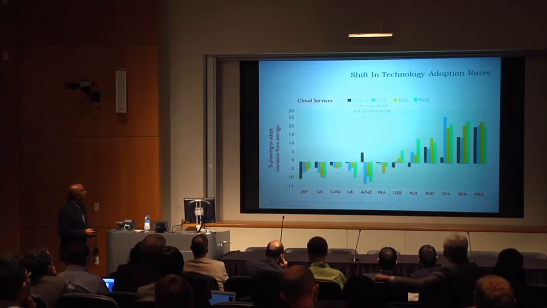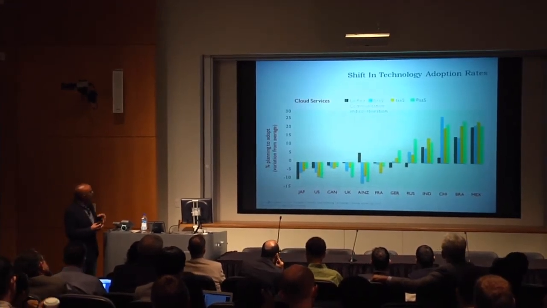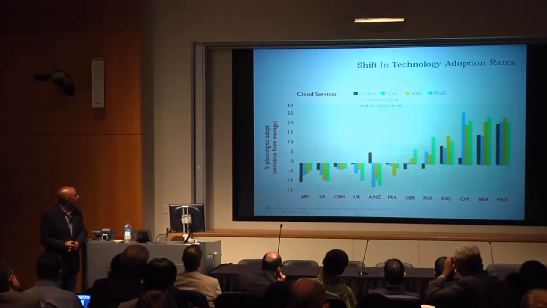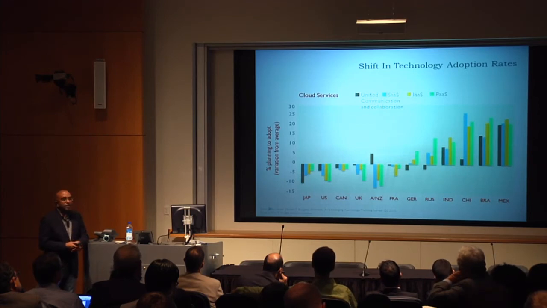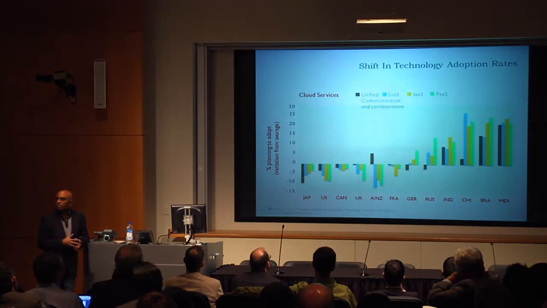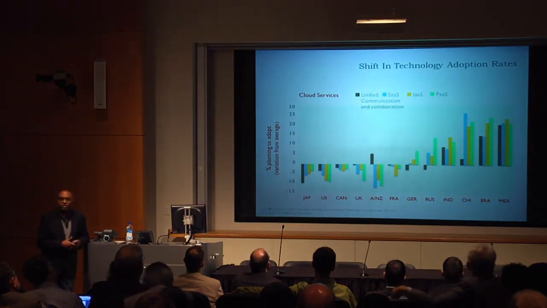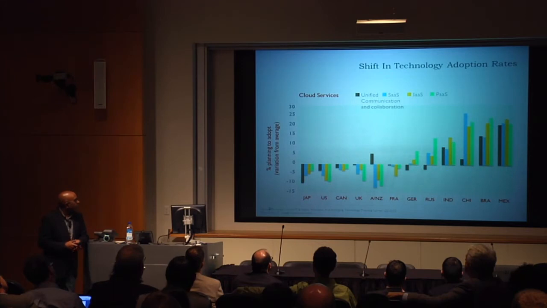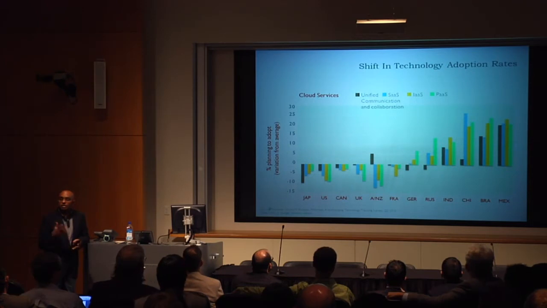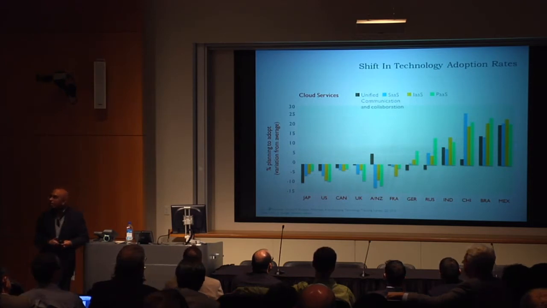Now, let's look at this. If you see on the y-axis, I've plotted the percent planning to adopt cloud services in this case. And you'll see that based on the averages, Japan, US, Canada, UK, the major global powerhouses of today are actually in the negative territory. And where's the positive growth? It's actually on the right-hand side with Mexico, Brazil, China, India leading the way, right? This is a tremendous change in the way technology is being thought of. And look at the technologies we're talking about.